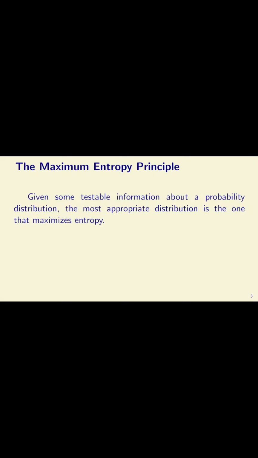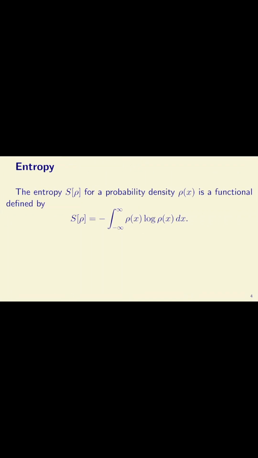And what exactly is entropy in this context? For a continuous probability density rho of x, the entropy S of rho is defined as a functional. That is this. It's a measure of uncertainty or randomness. A higher entropy means more uncertainty.